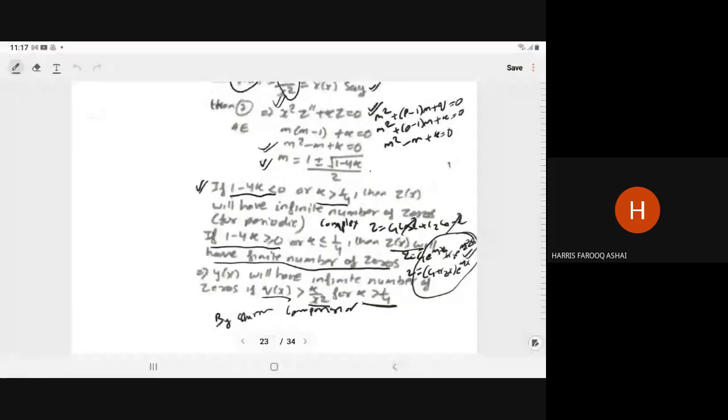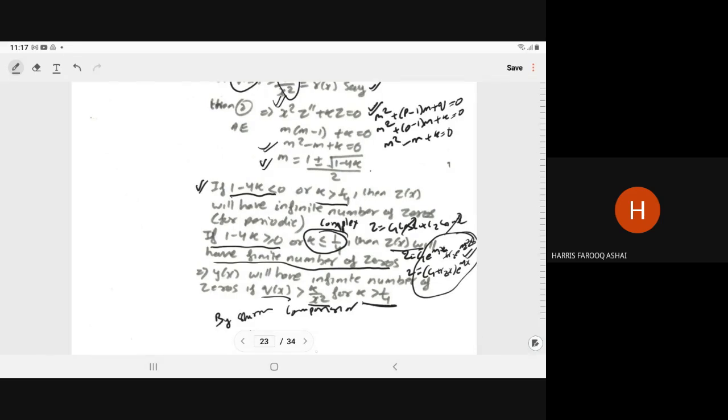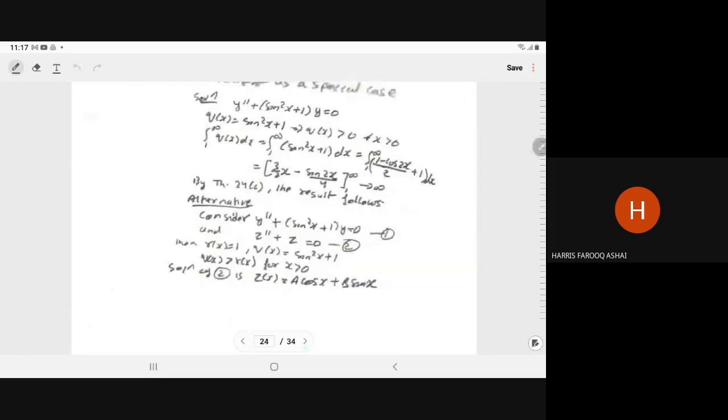Sir, we also have this condition due to k less than or equal to 1 by 4, right? Yes, sir.